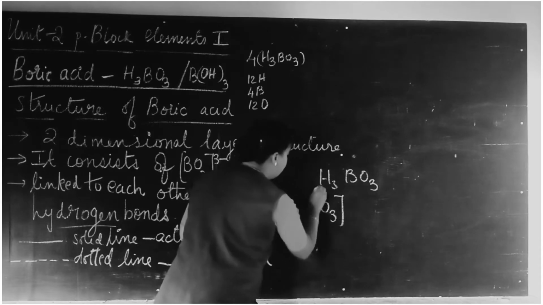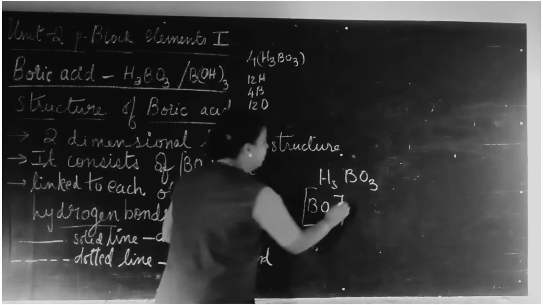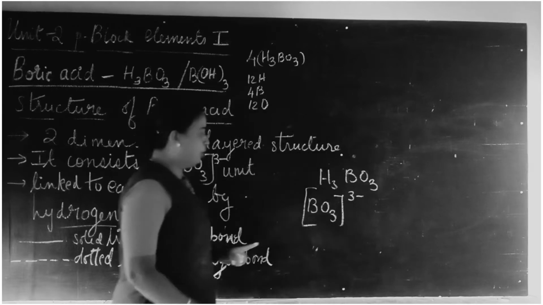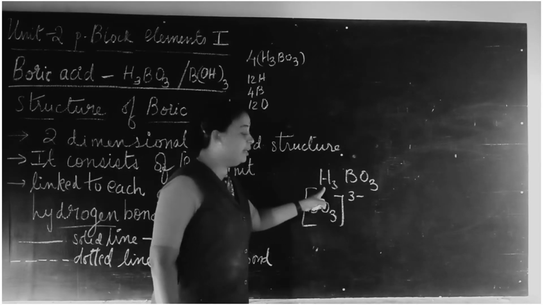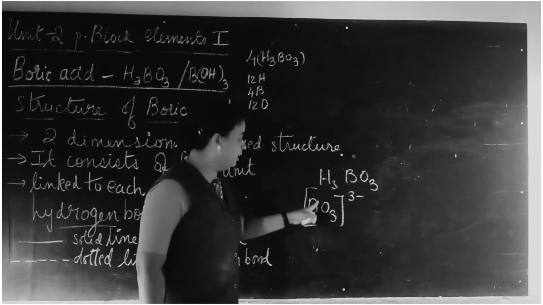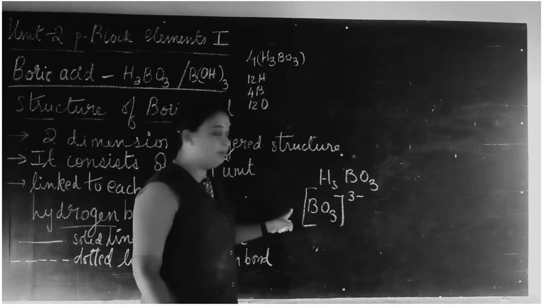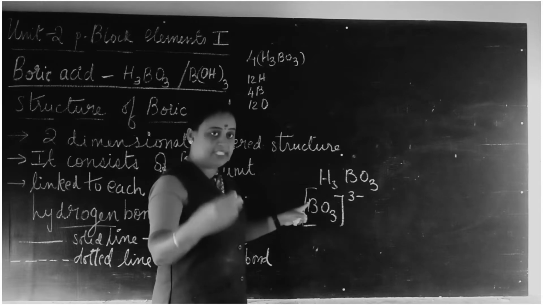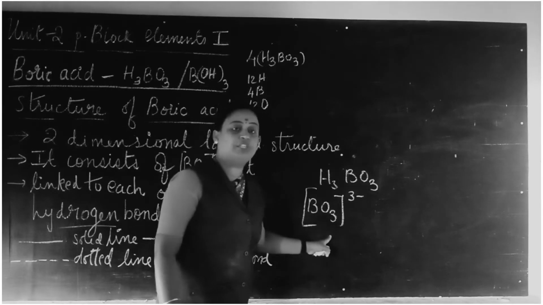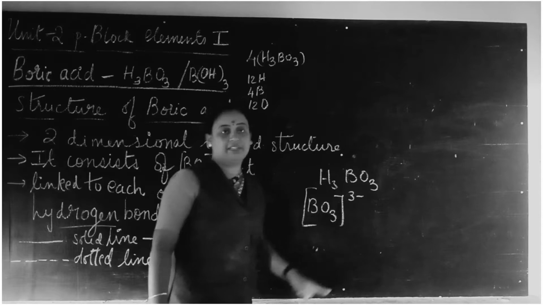This BO3 unit has the charge 3 minus, because to become boric acid it requires 3 hydrogens also. To become boric acid, the BO3 unit requires 3 hydrogens in the form of electrons. So 3 electrons are required because it is accepting 3 electrons, and the charge of the BO3 unit becomes 3 minus.